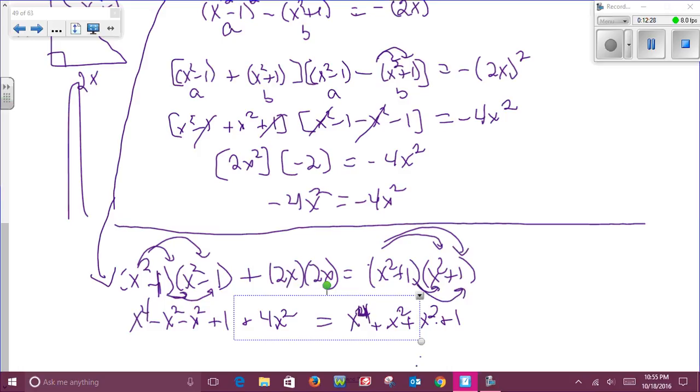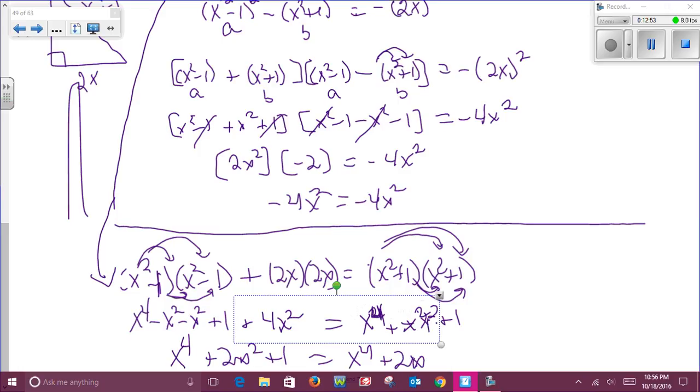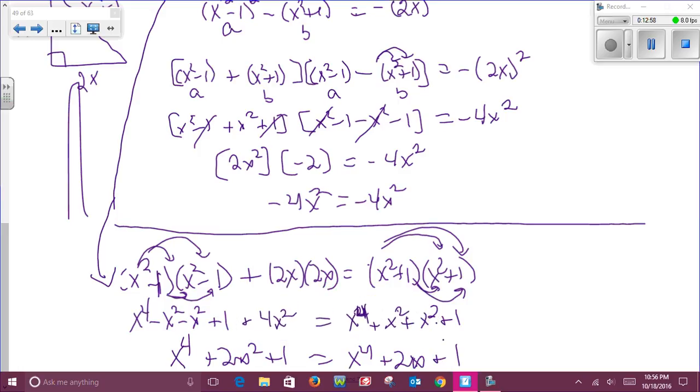Now, when I combine like terms, I will have x to the 4th, and negative x squared and a positive 4x squared would be a plus 2x squared, plus 1 equals, when I combine like terms over here, I have x to the 4th, x squared and x squared makes plus 2x squared, plus 1. Now one side matches the other, and it works.